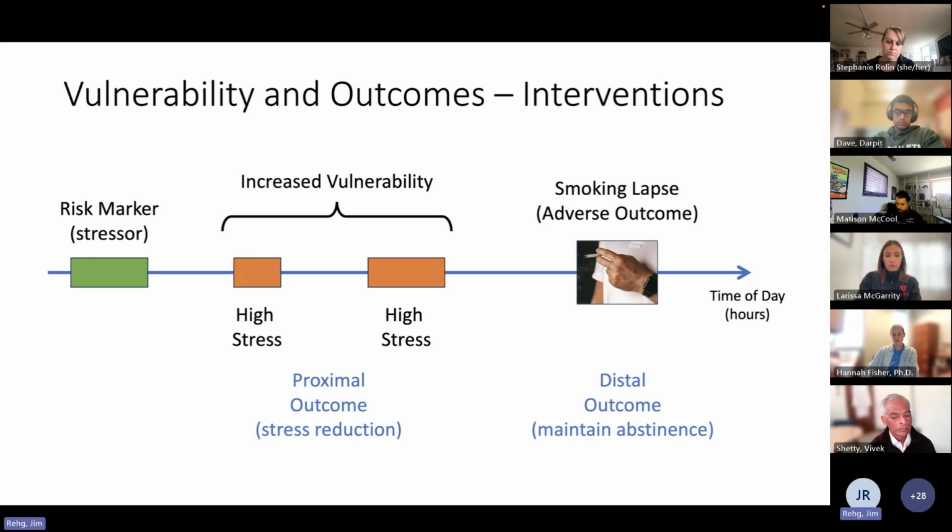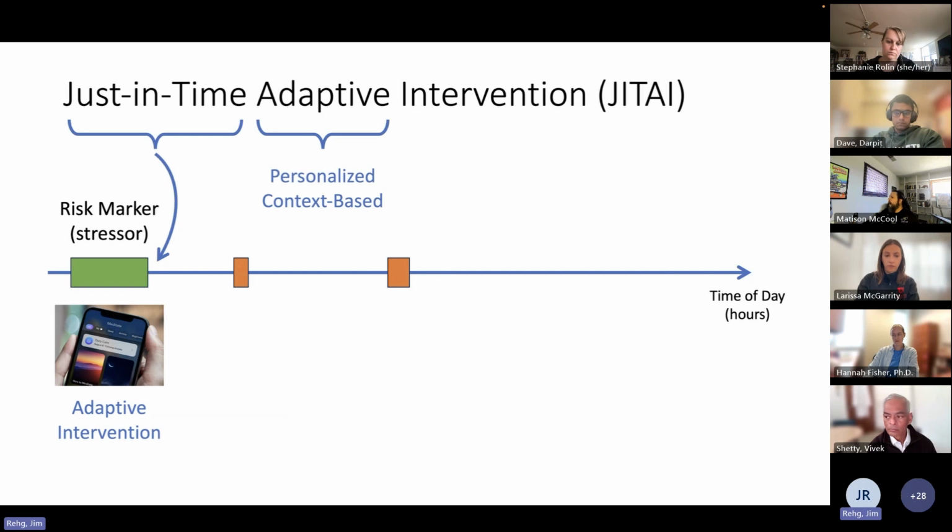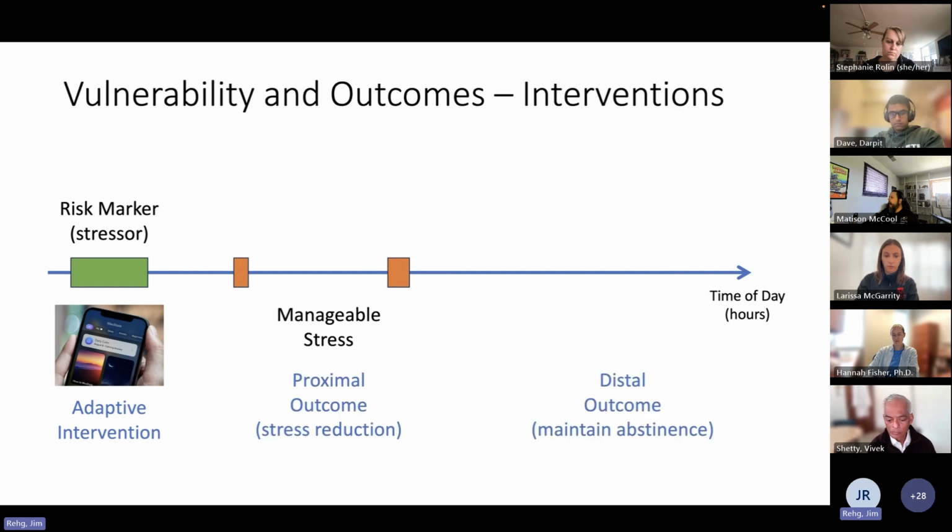And having that window in time into the future where the risk may occur gives you an opportunity to intervene and to possibly give the person tools or suggestions or other strategies they can use to manage that stress that's coming, and then hopefully maintain their abstinence, improve the distal outcome. And so this is the idea of an adaptive intervention that is based on the ability to sense these risk markers from the mobile health data that we get from the wearable device. And then having succeeded in doing that, we can reduce the stress to a manageable level and then preserve abstinence by removing the distal outcome that we want to avoid.